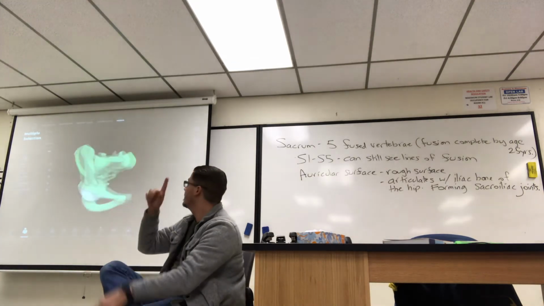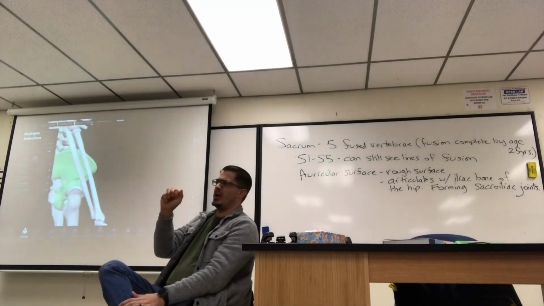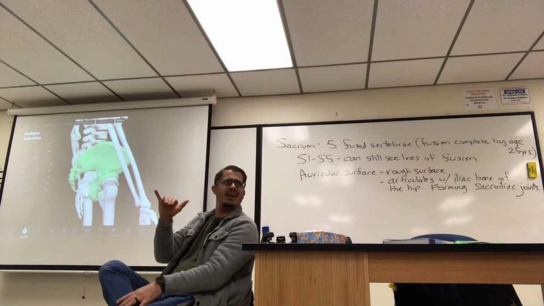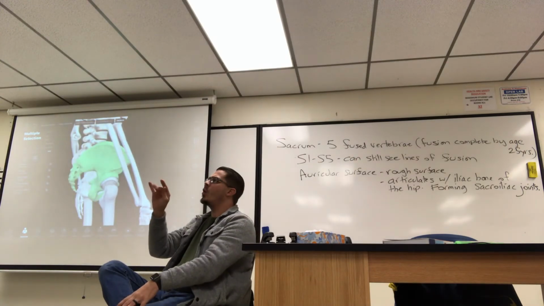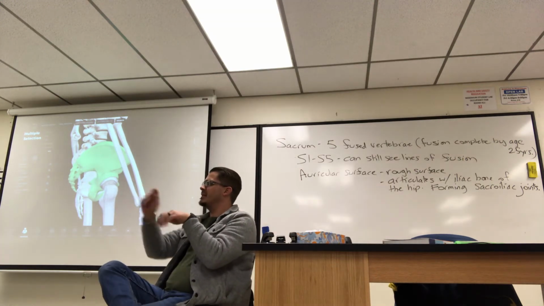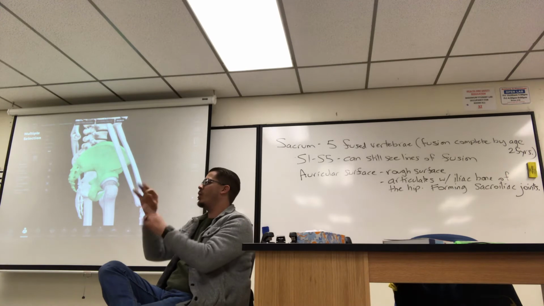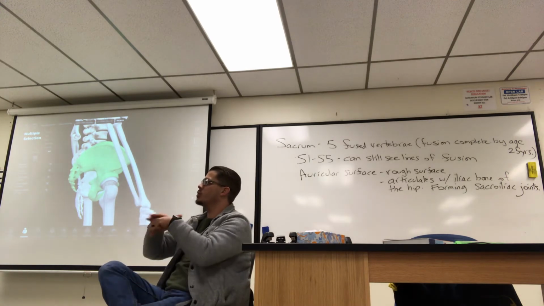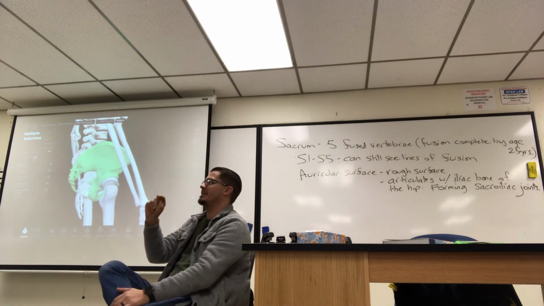Is the auricular surface kind of like a facet? The question is asking if the auricular surface is a facet in the sense that it does articulate with another bone. Usually when the word facet is used to describe a bony surface, it's very smooth. In this case, the surface is rough.